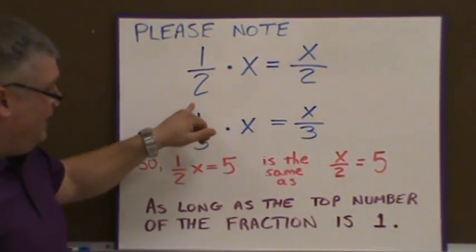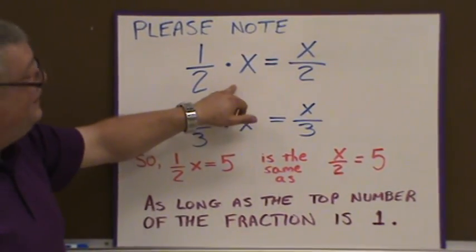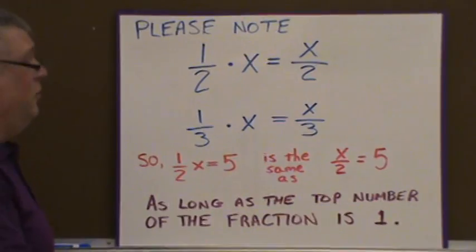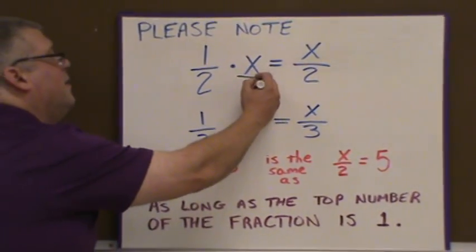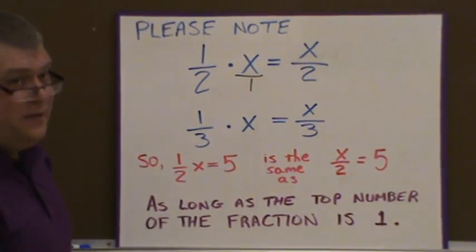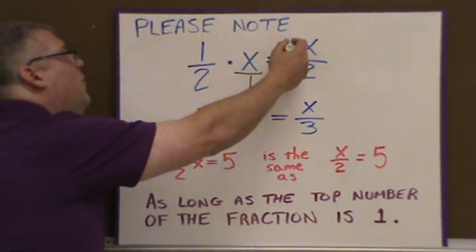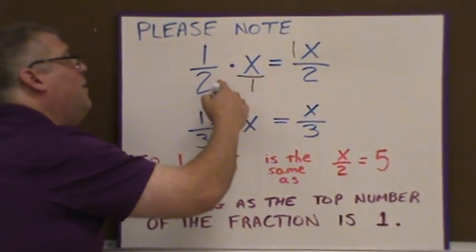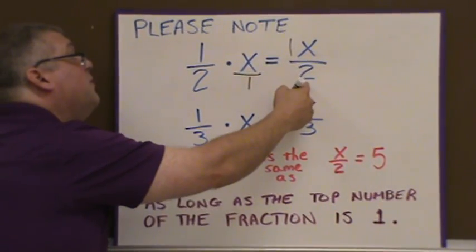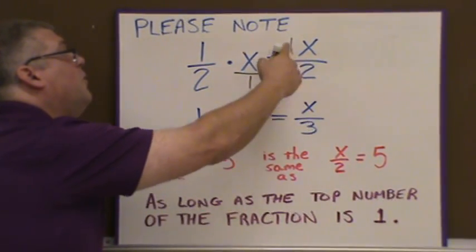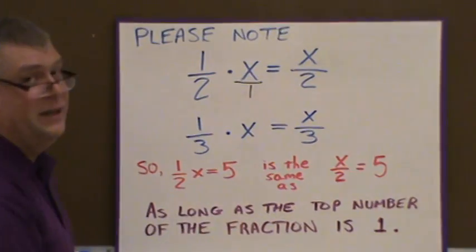Please note, if you have 1/2 times x, that's the same as saying x over 2. When you think about it, if I put x over 1 like that, it's still x, right? Top times top is going to give me 1x. Bottom times bottom gives me 2 times 1, which is 2. And 1x over 2 is the same as x over 2.